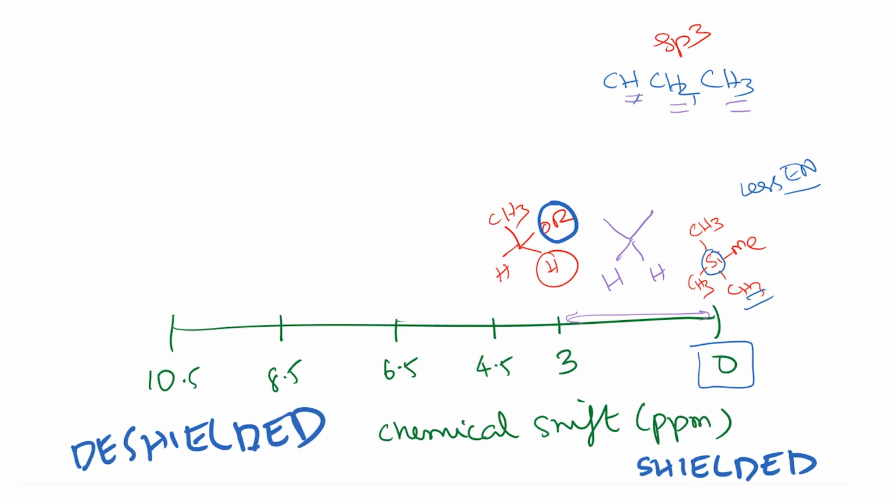Okay. So, therefore, oxygen being electronegative, it pulls electrons from this carbon-hydrogen bond, and as a consequence, this hydrogen starts resonating at a higher chemical shift, or it is called more de-shielded. Okay. Now, moving along, we go to the next region, which is between 4.5 and approximately 6.5.